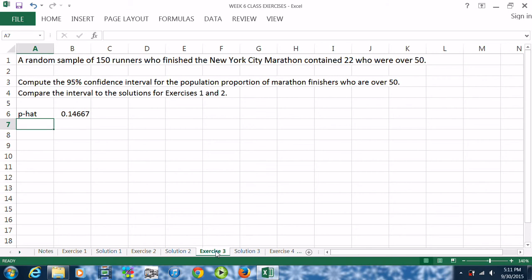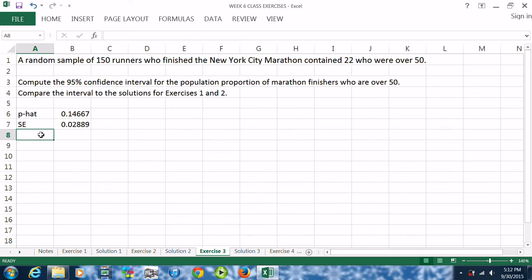We need our standard error, and when we do the standard error for the confidence interval, remember that we have to estimate our p in the formula with the p hat. So square root of p, we're going to use our p hat times parentheses 1 minus that p hat divided by n, which is 150. So we'll have a standard error that's actually in between the other two, because 0.1467 is between 0.1 and 0.2.